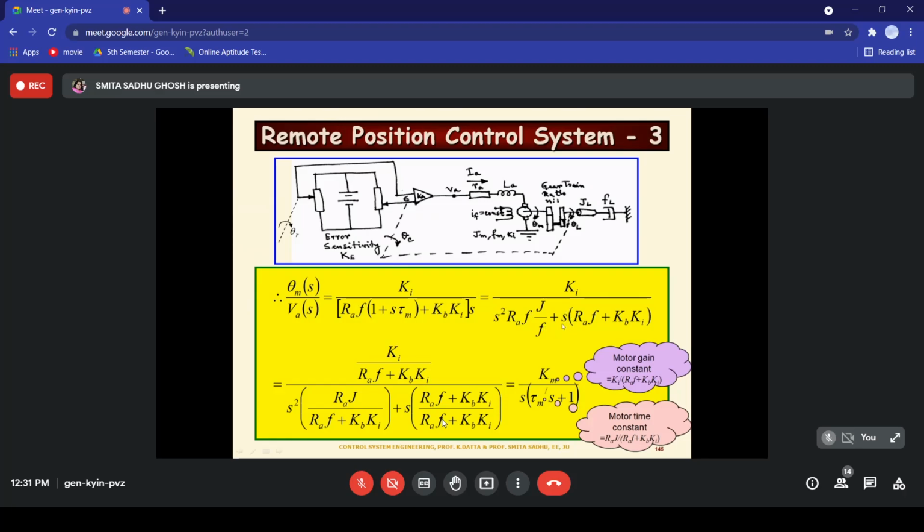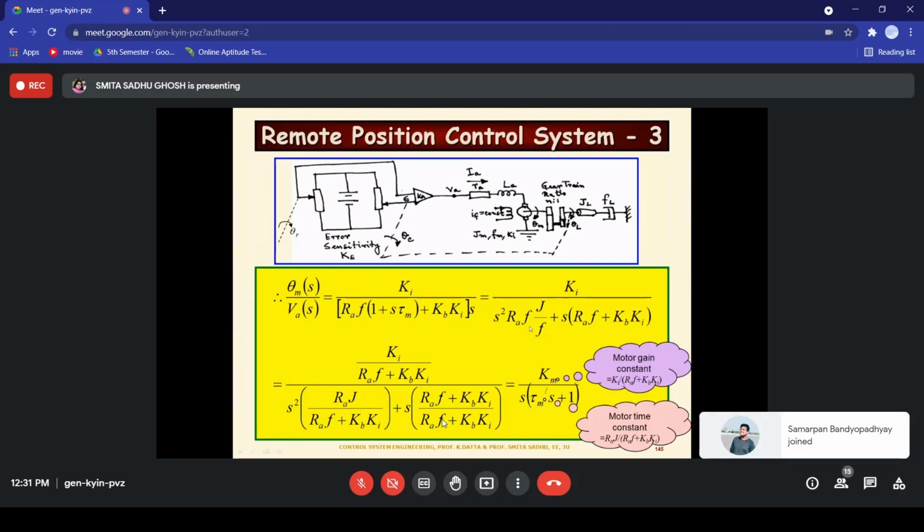Collecting the first order terms, there are two first order terms, one coming from RAF into S and the second one KBKI S. So they are collected together over here. So overall, this is the transfer function after we arrange and write.